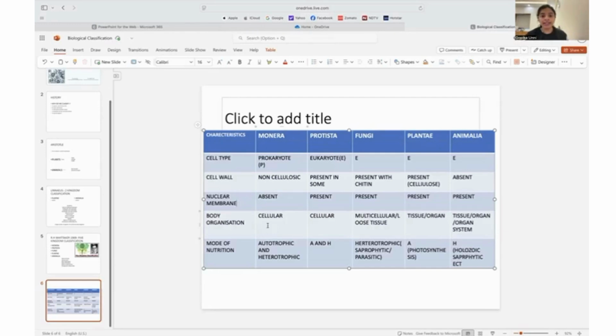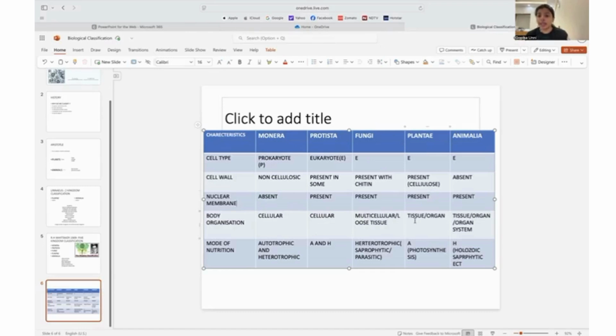Now, Monera started at the cellular level of organization, which means just a cell is there. Protista is also the same, just cells. But now fungi, you can see that it's multicellular. Many cells are there, or they have come together to form a loose tissue. That means it's not that organized, but it has more than one cell.